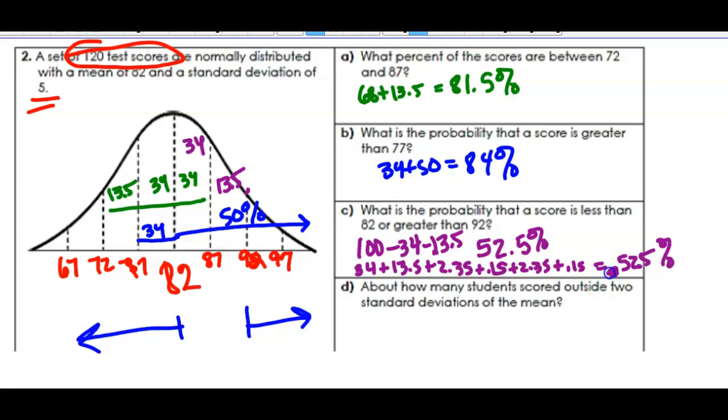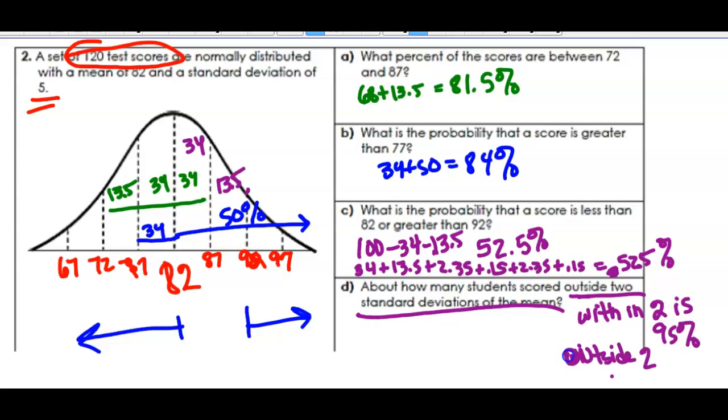All right. Then it says how many of the actual students scored within 2 standard deviations. Oh, nope, it says outside the 2 standard deviations of the mean. Okay, within 2 is 95%. We want, so that leaves outside would be the other 5%. So we need 5% of, and that was 120 test scores. So 0.05 times 120.